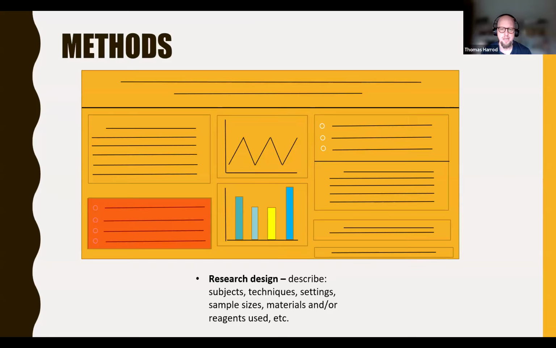And you'll hear me say this again. These sections should all flow into one another. As one section ends, it should naturally flow into the next section. So the prior section ends with a research question or hypothesis. Then you flow into this section, which is how am I going to answer that hypothesis or question? So that is what this section is.